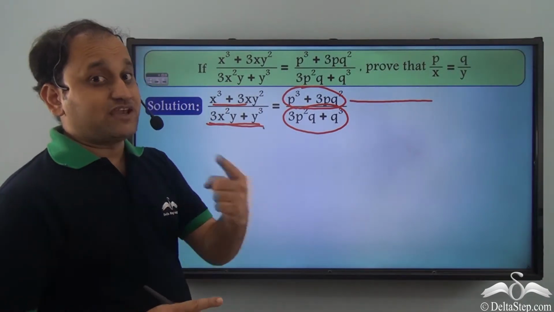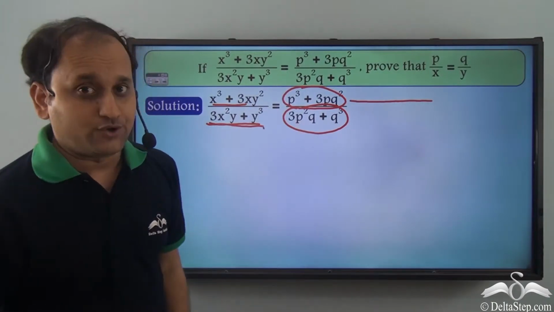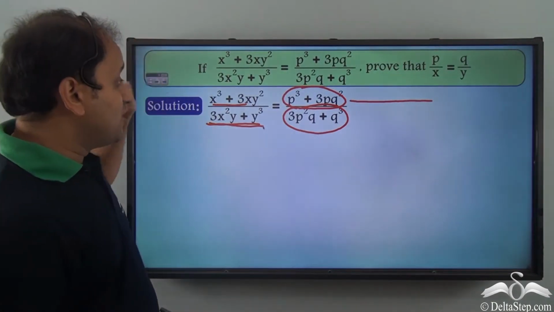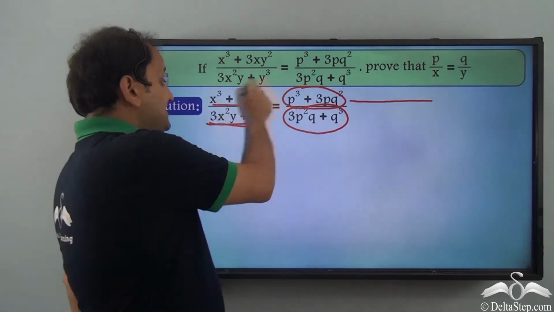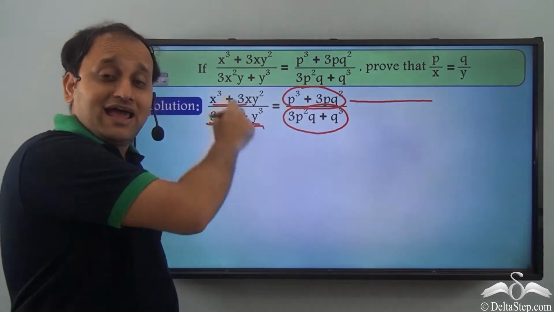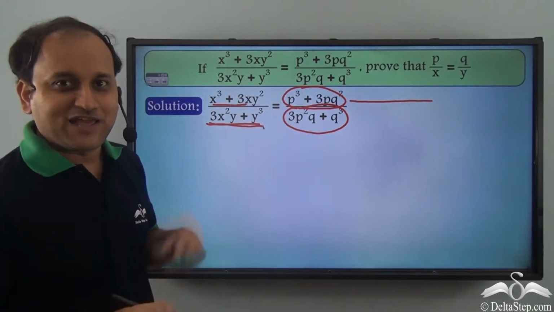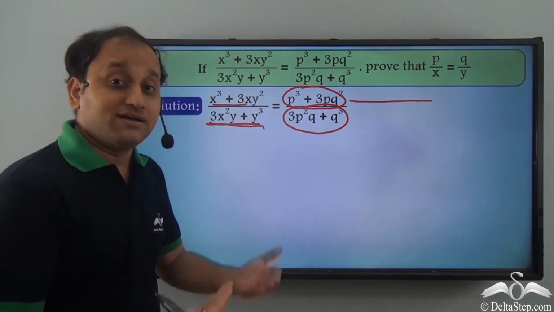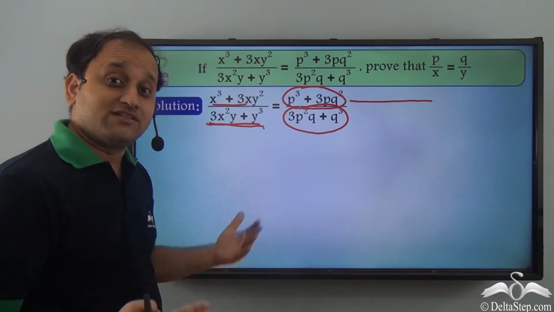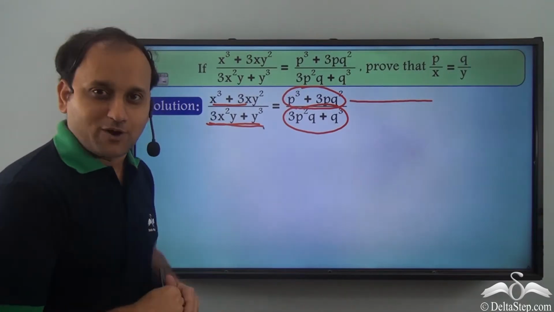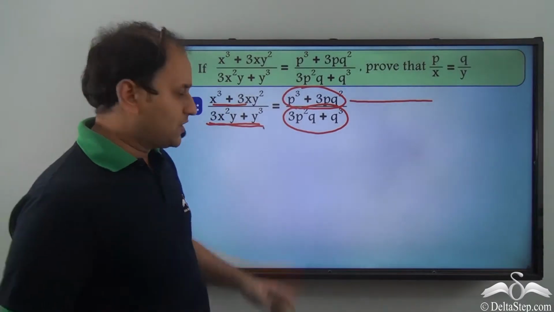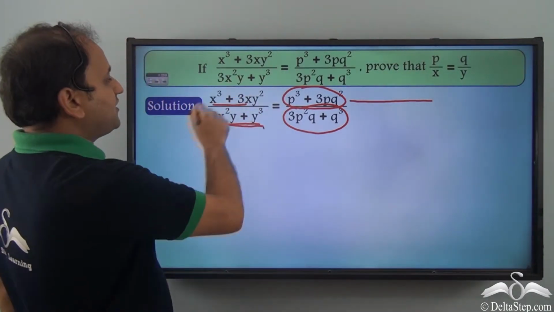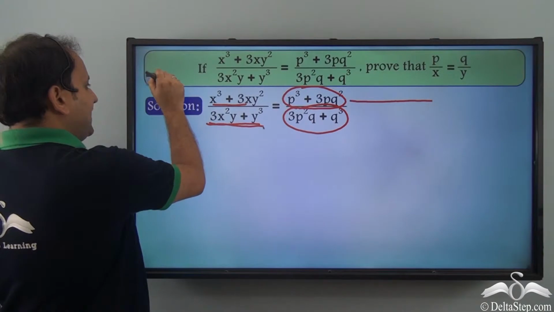So what we can do is apply componendo dividendo. In that, we get the numerator and denominator both in a single line, even in the numerator as well as in the denominator. And so we have a better chance of solving or simplifying this particular problem. So let's apply it and see what we get first. If we apply componendo dividendo on this expression, what do we get?